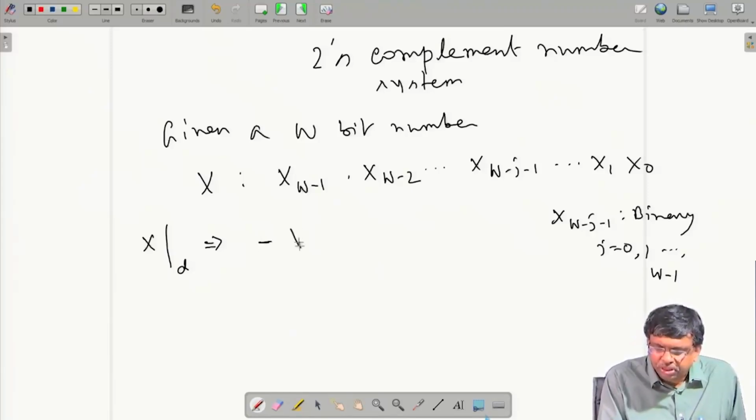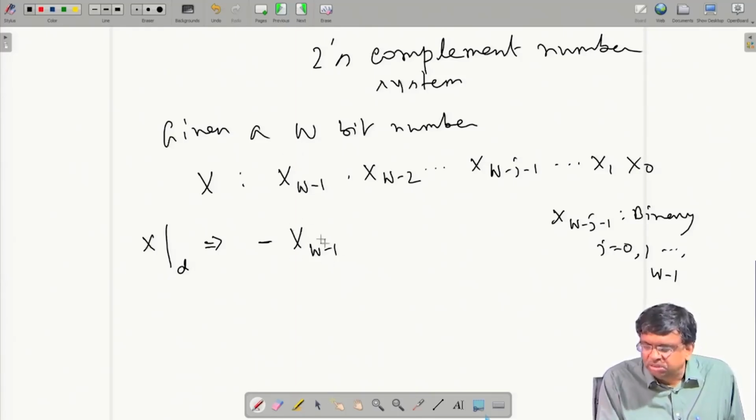So, this decimal expression will be minus x w minus 1. Now, x w minus 1 here was a binary variable, binary 1 or binary 0. If it is binary 1, in this expression it will be decimal 1. This is a convention. If it is binary 0 here, it will be decimal 0. And now minus decimal 1 or minus decimal 0 is okay. Decimal arithmetic permits minus sign.